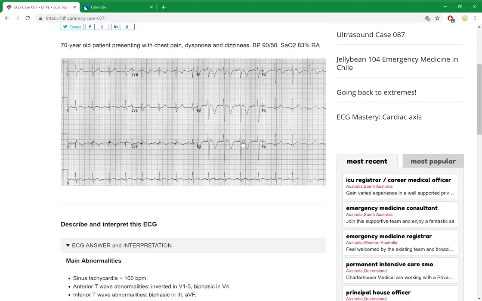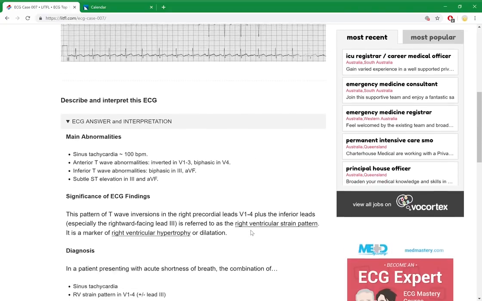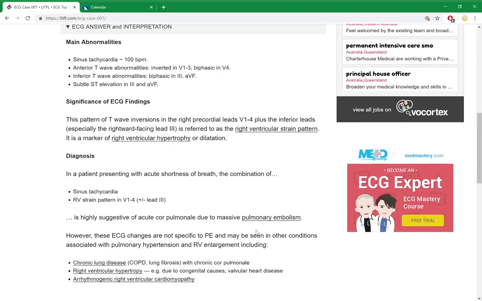Okay, so let's put that into the context of our patient. So a 70-year-old patient presenting with chest pain, shortness of breath, and dizziness, low blood pressure, horrible oxygen saturation on room air, plus right ventricular strain on the EKG. Hopefully this is starting to make sense. What could be going on? So it's highly suggestive of a pulmonary embolism.